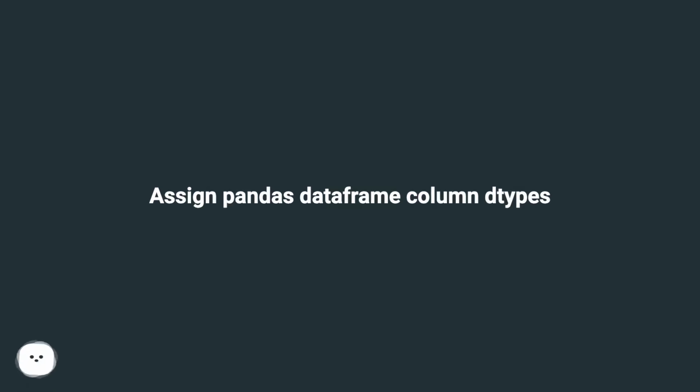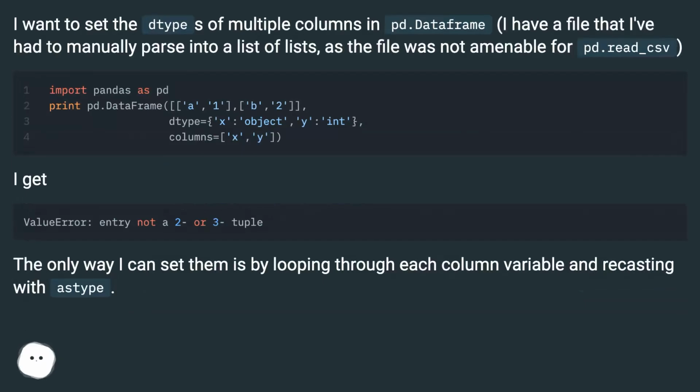Assign Pandas DataFrame column types. I want to set the types of multiple columns in a pd.DataFrame. I have a file that I've had to manually parse into a list of lists, as the file was not amenable for pd.read_csv.